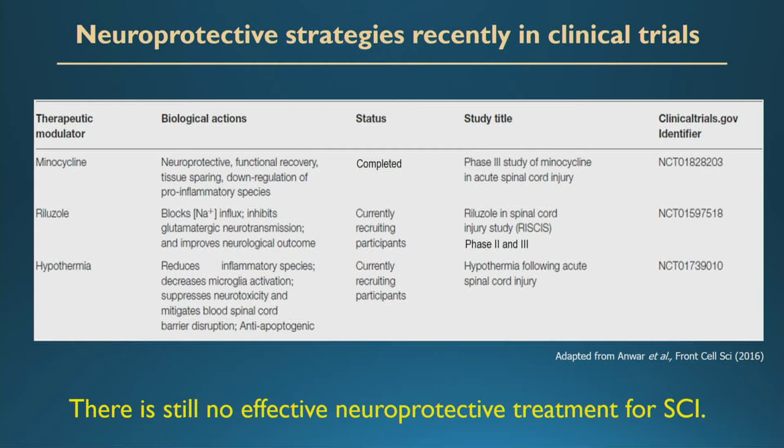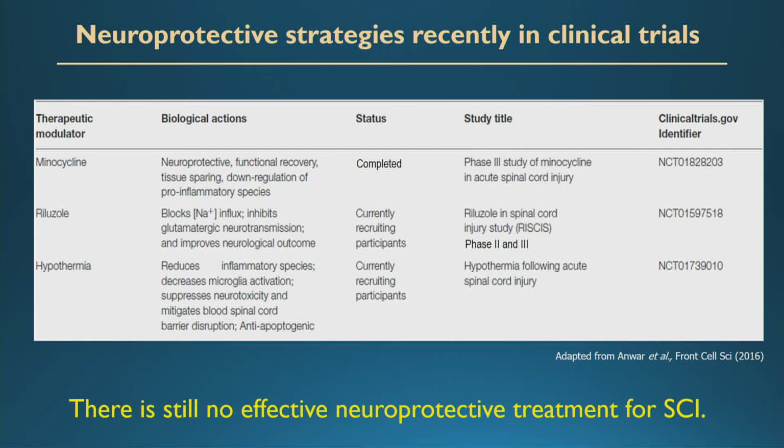Exactly. I was going to mention that right now. All of these strategies have passed the safety phase, so phase 1 of clinical trials, and they're now on phase 2 and 3. Some of the mechanisms associated with each of these interventions are mentioned here. So minocycline is an antibiotic. There's actually not a lot of data regarding the mechanisms, but it has been shown to be neuroprotective.